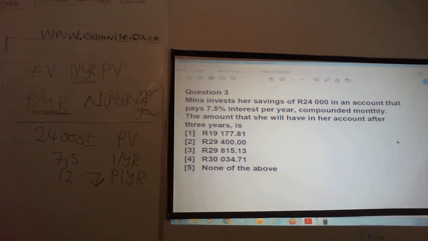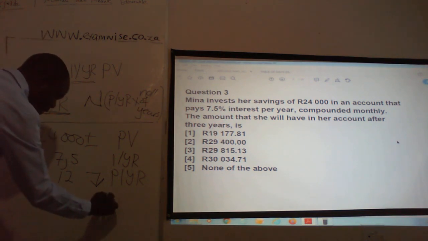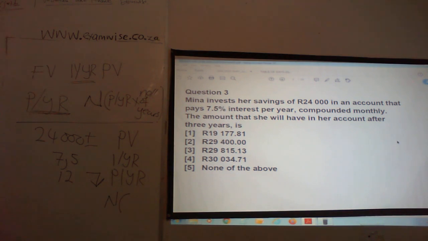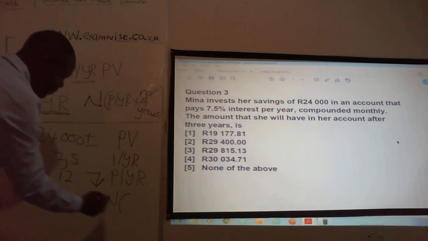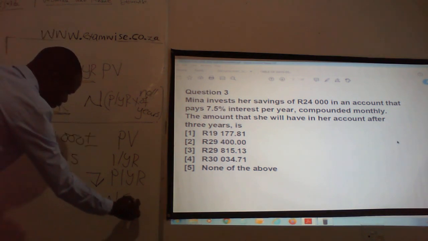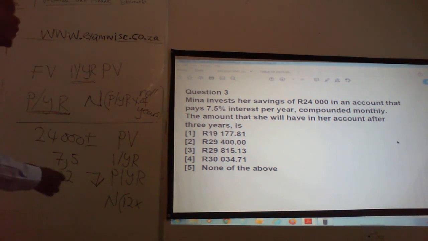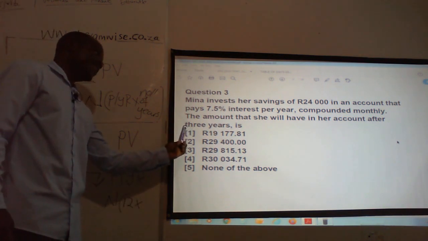So we are left with the fourth variable. Our fourth variable here is our N. If you still remember, I said that N is equal to P over YR multiplied by the number of years, where P over YR is the number of times interest is compounded per annum. So P over YR here is 12. We are saying 12, then multiplied by the number of years. Here they said after 3 years.